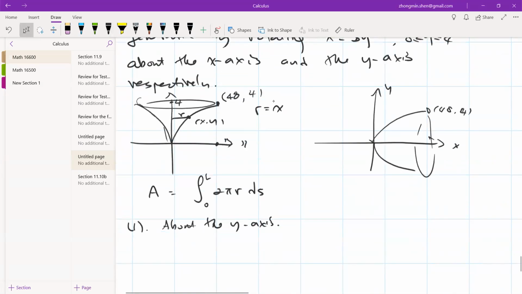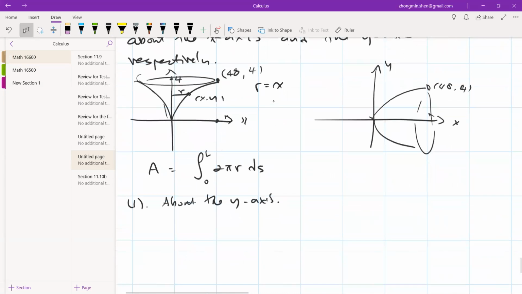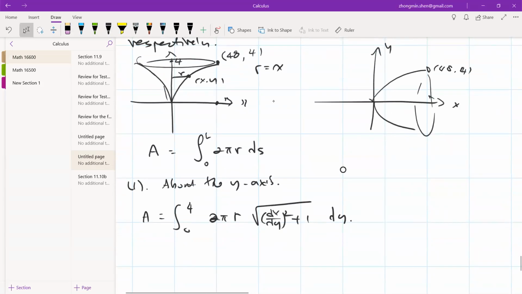So you have to decide which variable you're going to use. I think we still have to use x. The reason is, use a y variable, okay? So I'm going to use a y variable, then the integral should be from 0 to 4 of 2 pi r ds. No, I have to replace it by the square root of (dx over dy) squared plus 1 dy, okay?